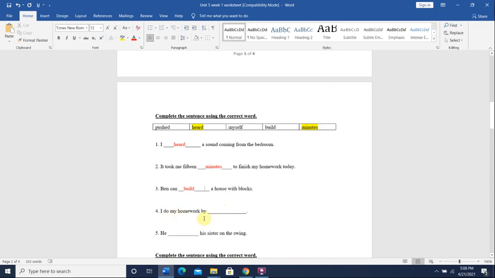I do my homework by myself. Okay. Myself here means I do it alone. Okay, he blanked his sister on the swing. He pushed his sister on the swing.